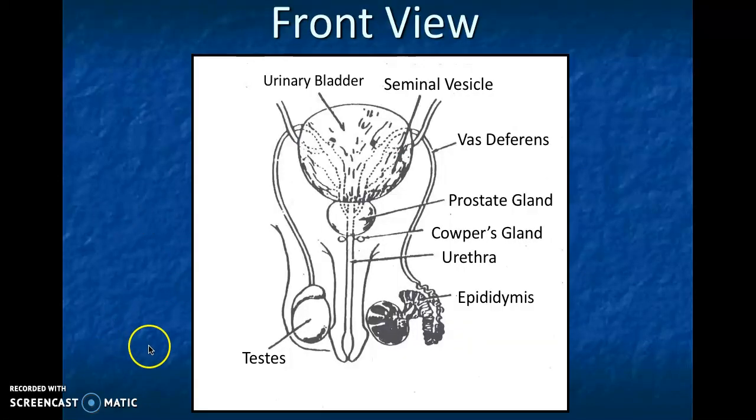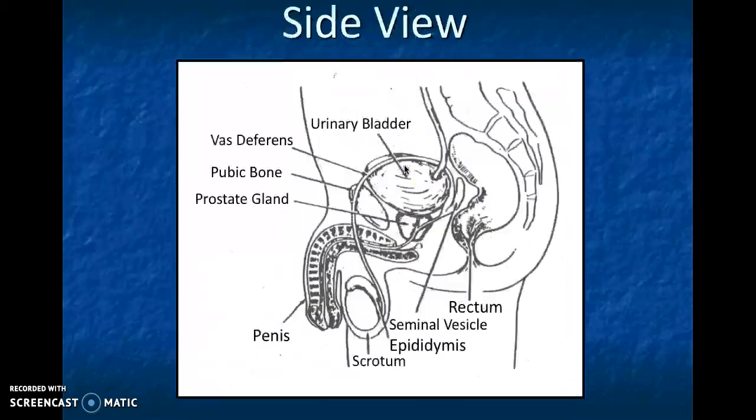Just pictures that you'll probably see on the test. Actually, you will see these on the test. So just know that with this front view, the seminal vesicle actually sits in the back behind the urinary bladder. That's why it's just pointing to some area in the front. It's in the side view that you can really see the seminal vesicle.